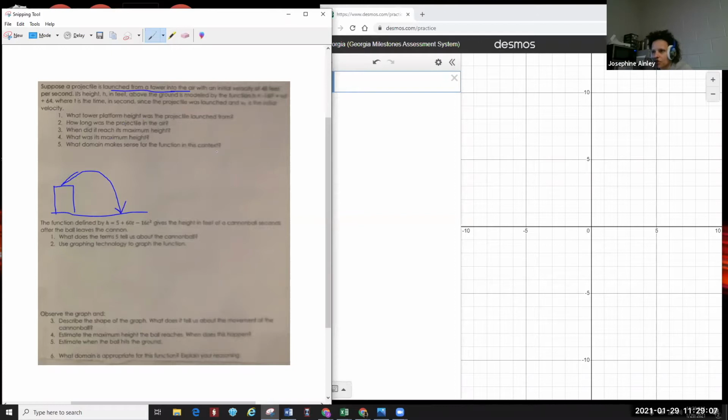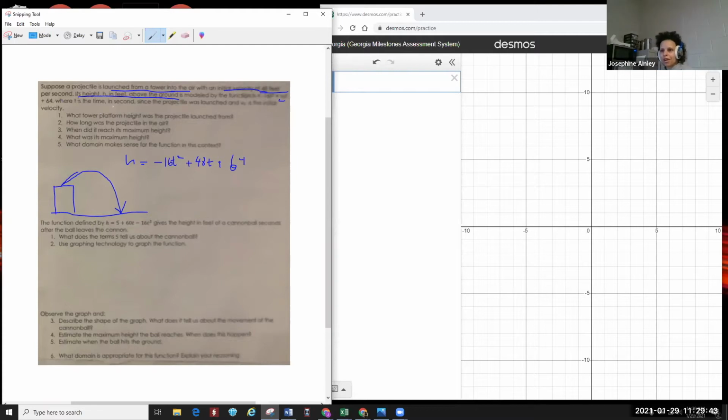With an initial velocity of 48 feet per second. I need that number at some point. Its height, h, in feet above the ground, is modeled by the equation: -16t squared, plus v, the initial velocity, which we know is 48, so plus 48t. Was it plus or minus? Yeah, plus, and then plus 64.